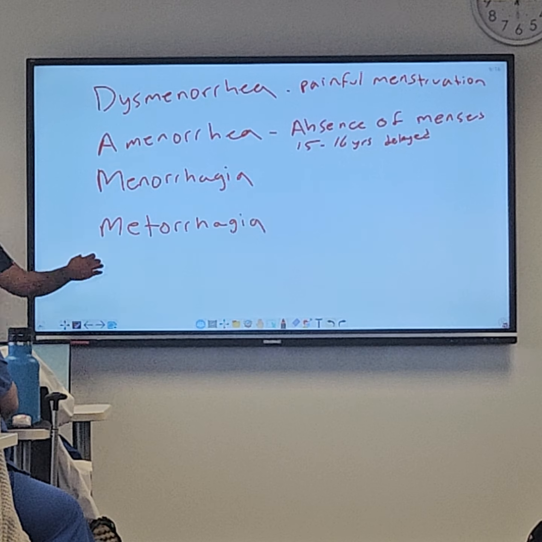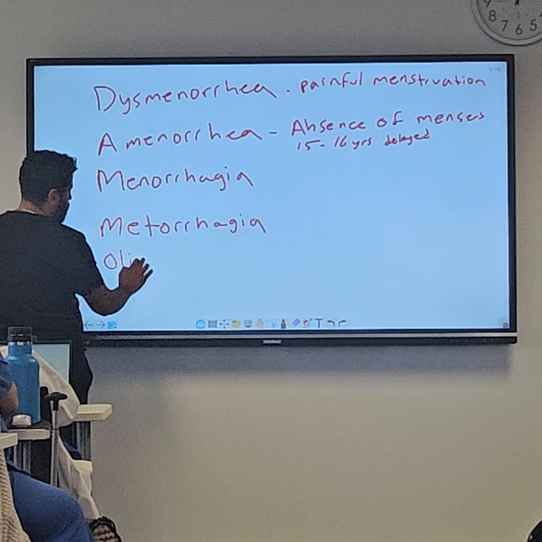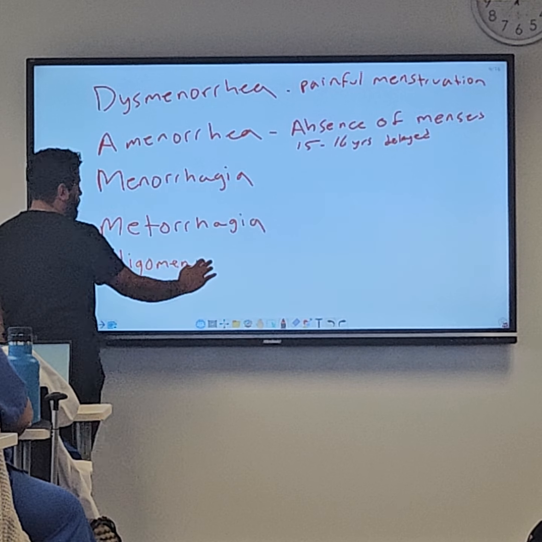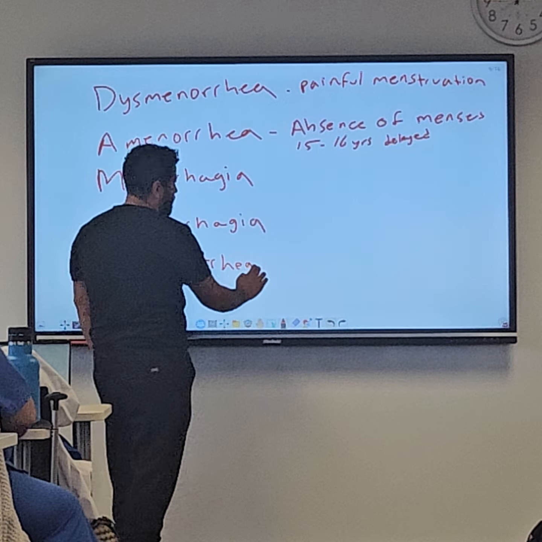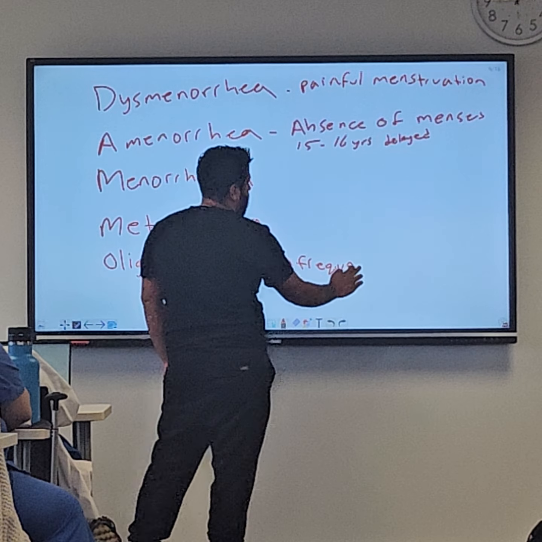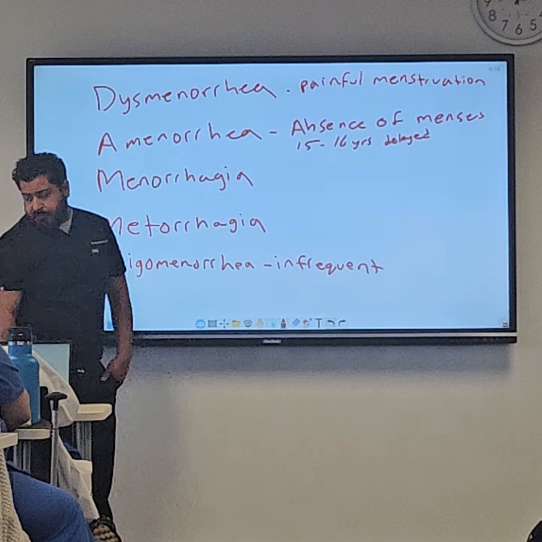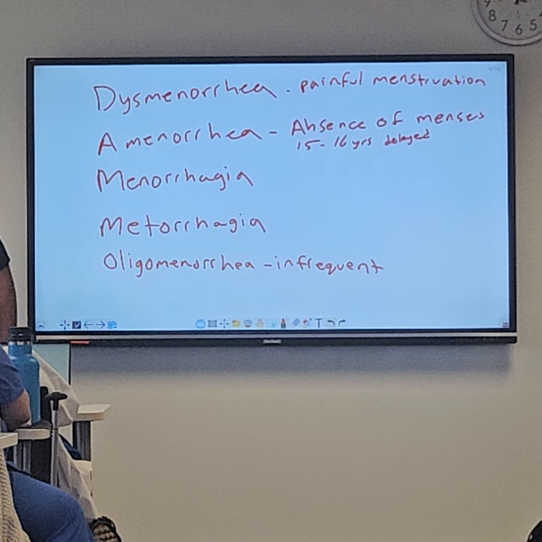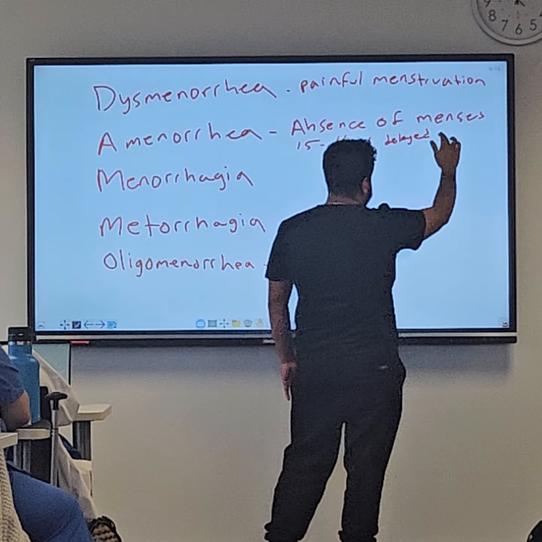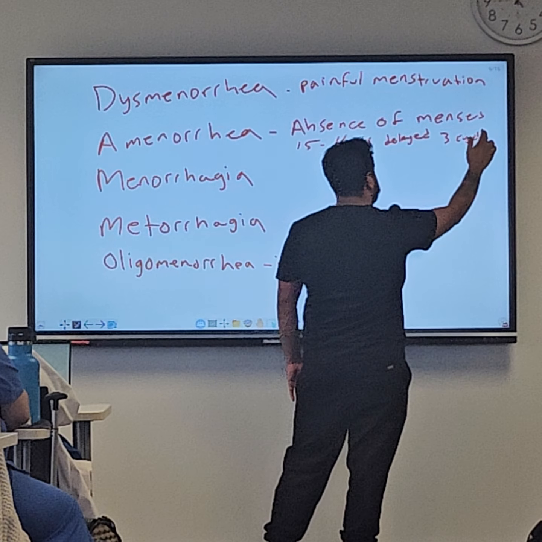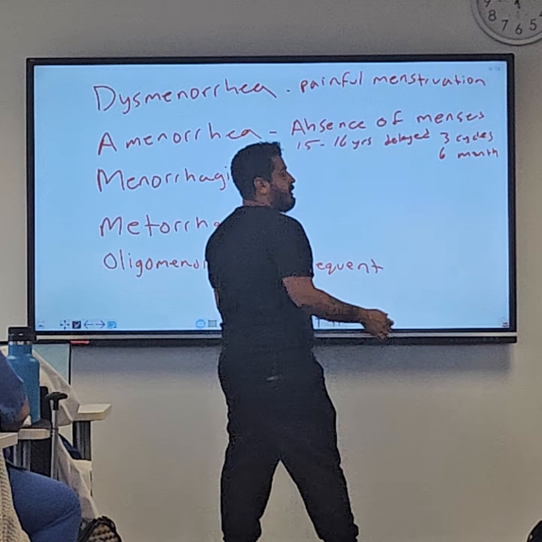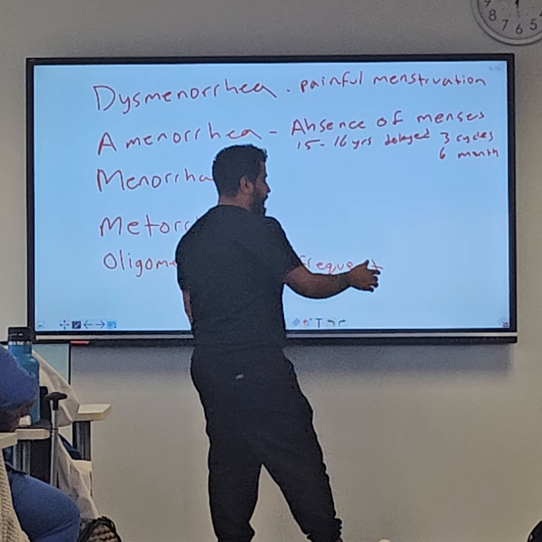Now, oligomenorrhea. This is infrequent. Amenorrhea is when you stop for, I believe, at least 3 cycles or 6 months. But if you're just infrequent, you're usually late.